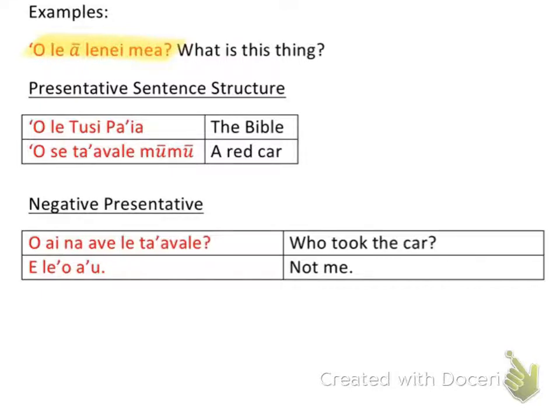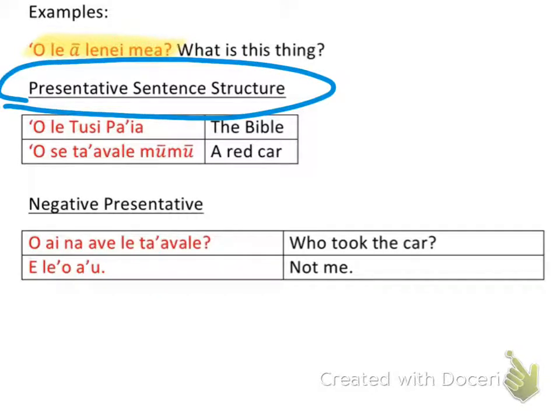And so this thing right here that I'm talking about, presentative sentence structure, is the exact same thing that we're talking about. The presentative sentence structure is basically the particle O plus a noun phrase. That's all I want you to remember. Okay, the presentative sentence structure has a particle O because it contains a noun phrase in it. Okay, so basically I want you to think I'm presenting a noun or noun phrase.